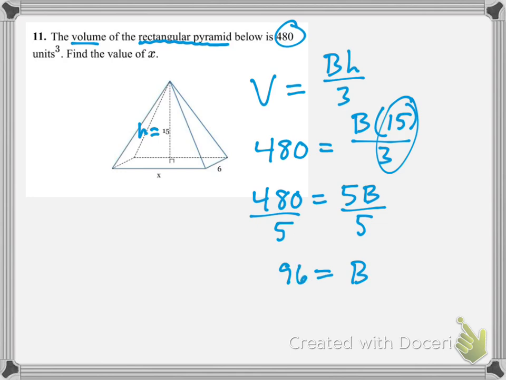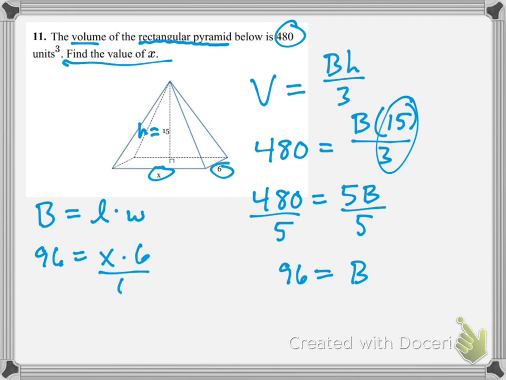Now, here's the thing. They didn't ask us for the area of the base. They said find the value of x. Well, here's x. It's a rectangular pyramid, so length times width, it's a rectangle. The area of the base is 96. The length is x, and the width is 6. So if I divide by 6, x is 16.